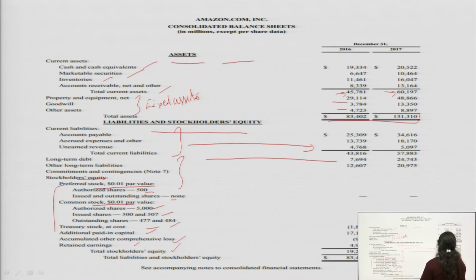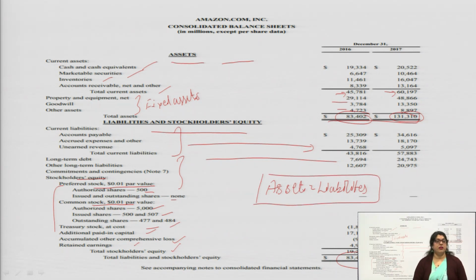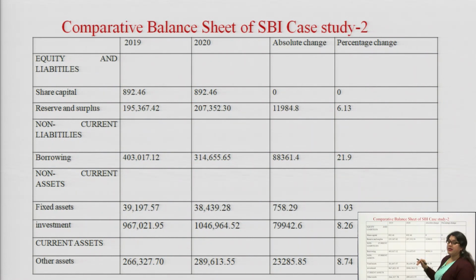Now, check: the total of current assets is this, and the total of all the liabilities is this. So, your assets are equal to your liabilities, which proves that your balance sheet is prepared carefully and that nothing has been done wrongly. So, this is the second case study, for which we have taken the SBI bank case study.